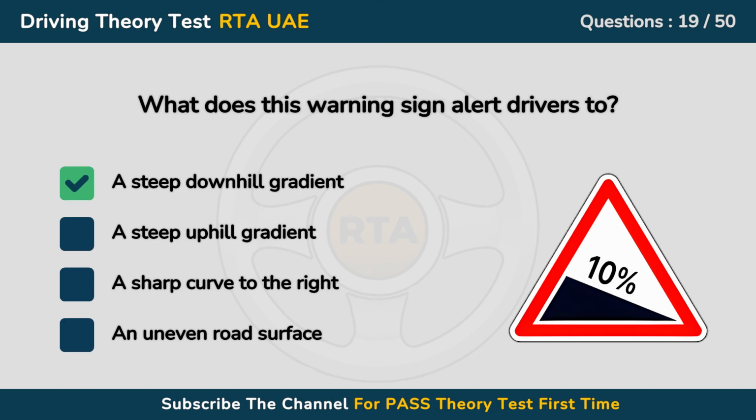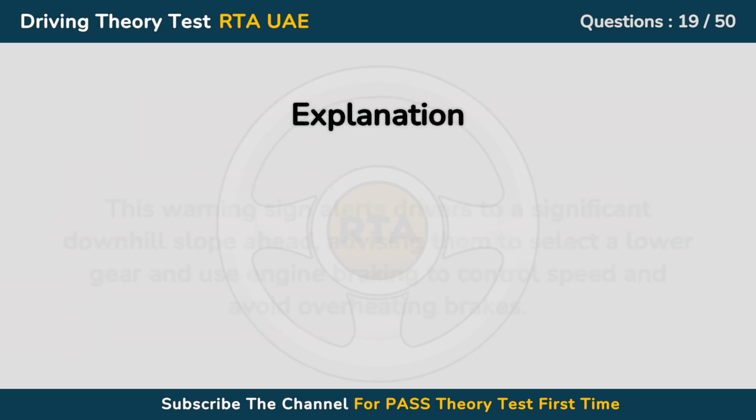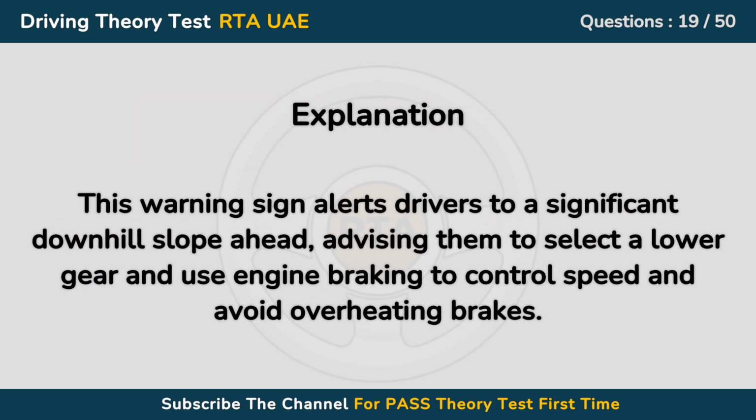Answer is A. A steep downhill gradient. This warning sign alerts drivers to a significant downhill slope ahead, advising them to select a lower gear and use engine braking to control speed and avoid overheating brakes.